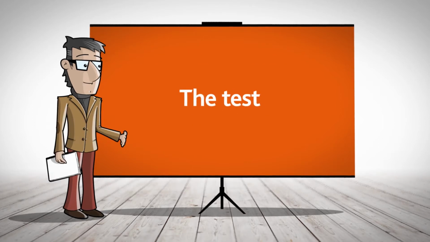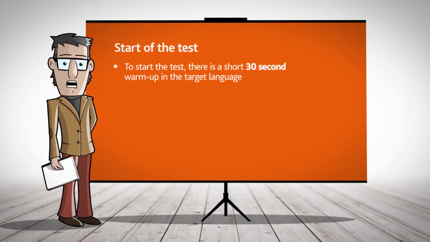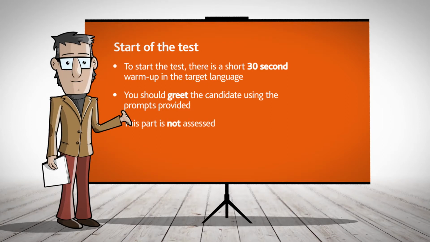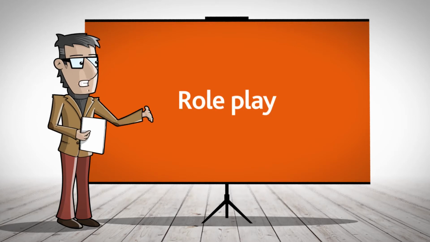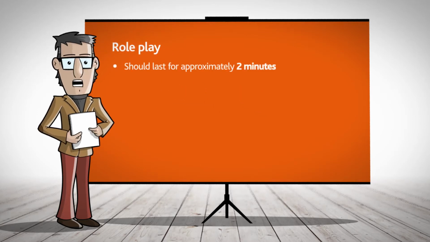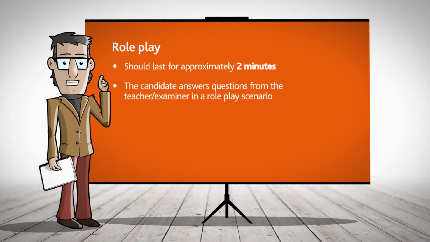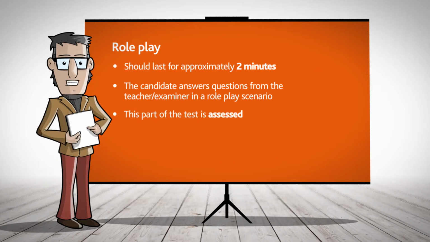The test. To start the test, there is a short 30-second warm-up in the target language. You should greet the candidate using the prompts provided. This part is not assessed. After this short discussion, the role-play can start. The role-play should last for approximately 2 minutes, and the candidate answers questions from the teacher examiner in a role-play scenario. This part of the test is assessed.